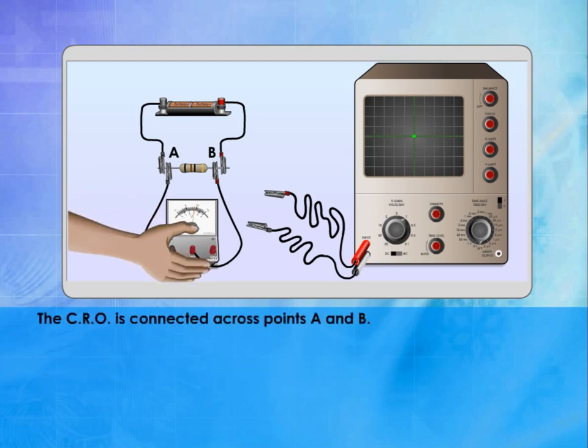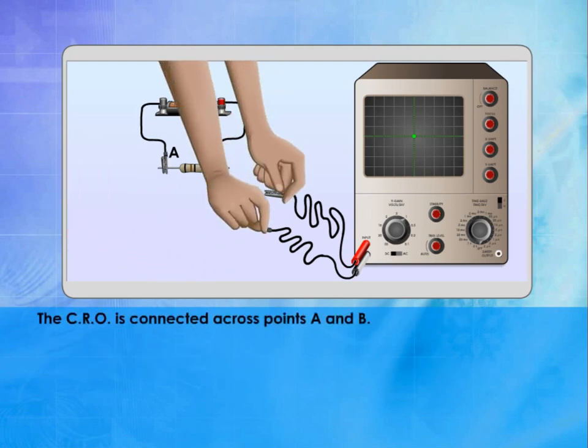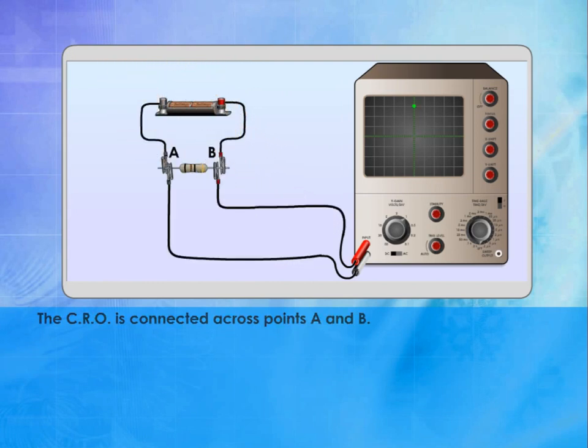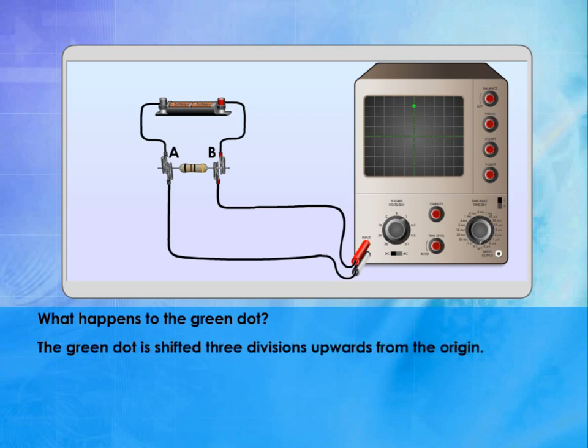The C.R.O. is connected across points A and B. What happens to the green dot? The green dot is shifted 3 divisions upwards from the origin. What does this indicate?